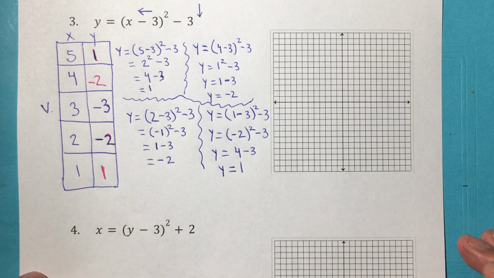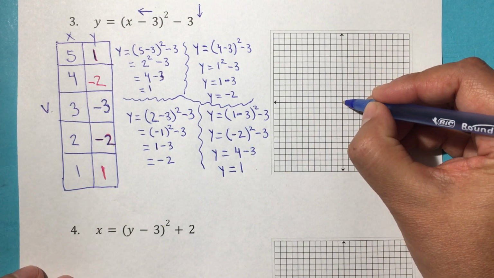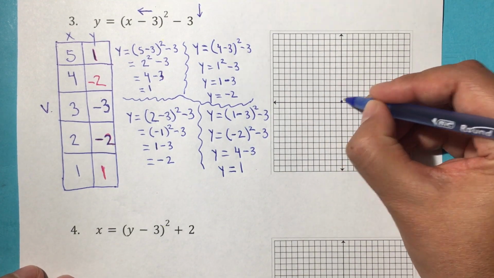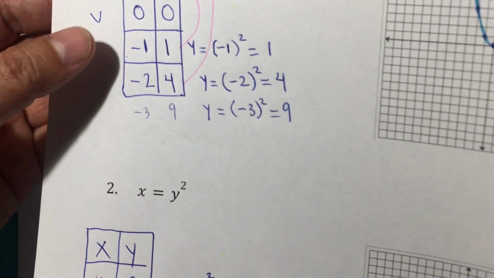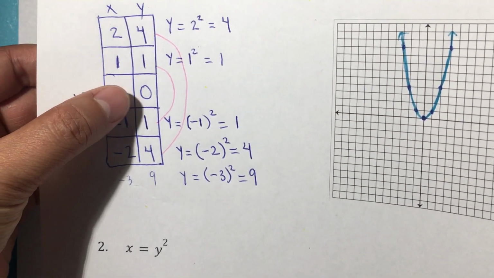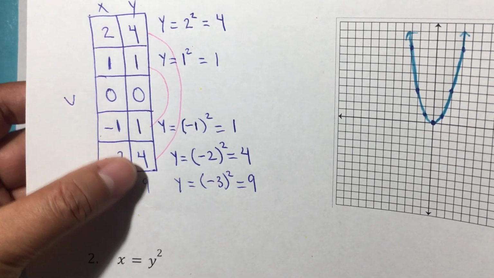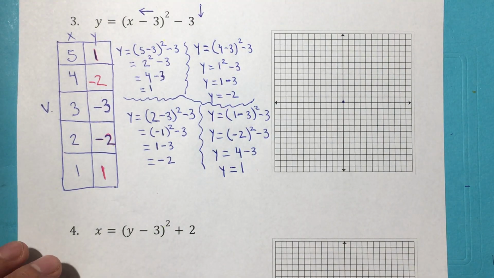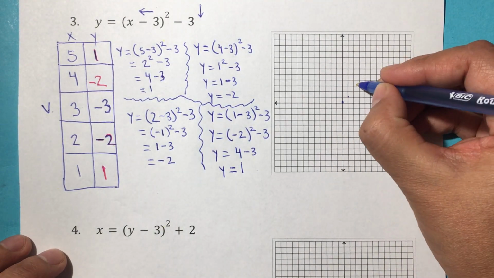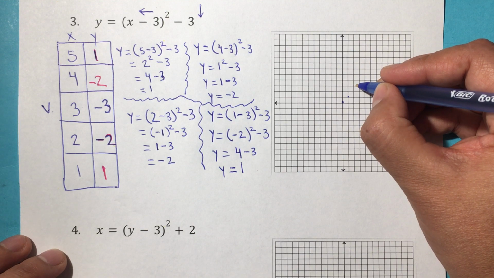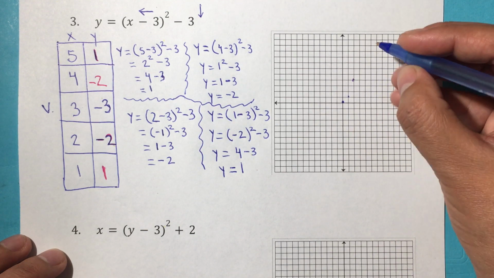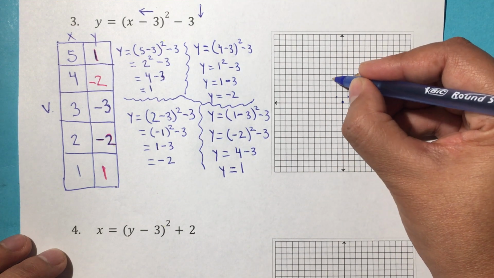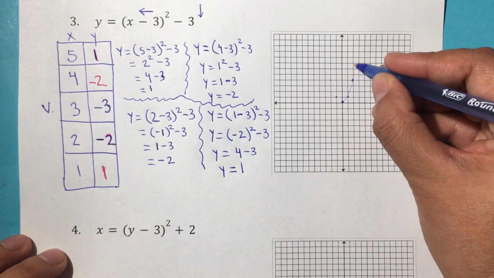And so if you recall, our mother graph was at 0, 0. Our mother graph was 0, 0, 1, 1, 2, 4, and the same for the other side. So 1, 1, 2, 4, and the same for the other side. So that was our mother graph, okay?